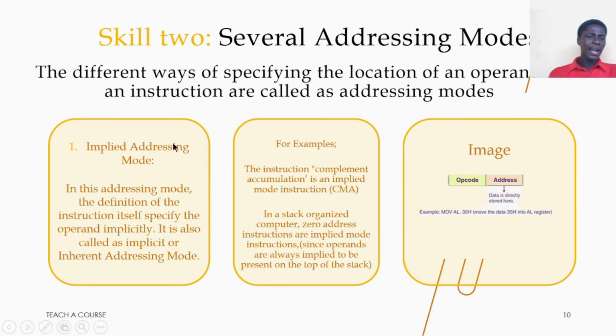So let's look at the implied addressing mode. In this addressing mode, the definition of the instruction itself specifies the operand implicitly. It is also called an implicit or inherent addressing mode. You can jot that down. For example, the instruction CMA, complement accumulator, is an implied mode instruction. And in a stack organized computer, zero-address instructions are implied mode instructions, since the operands are always implied to be present on the top of the stack. So now let's look at this image.